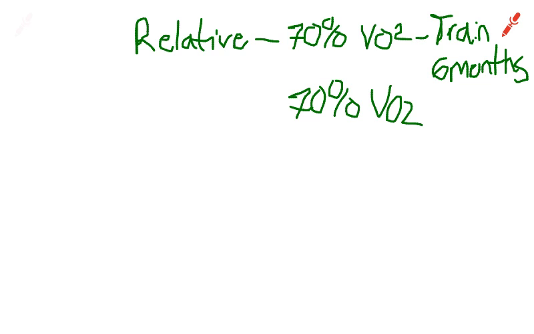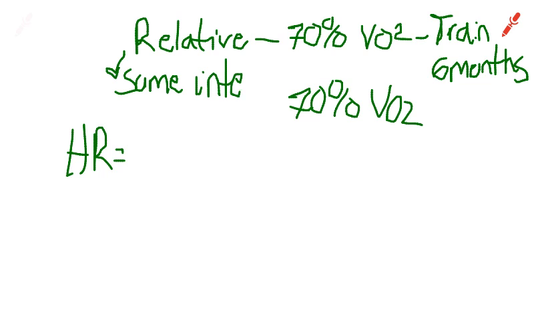So now, how do all of these values change? Your heart rate, your stroke volume, your cardiac output. Those are the main values. And how do those change? Well, the most important thing to notice is this is at the same intensity. So whenever you think relative, just think same intensity.